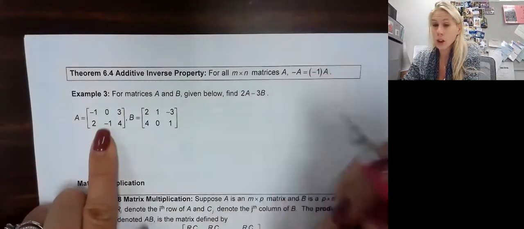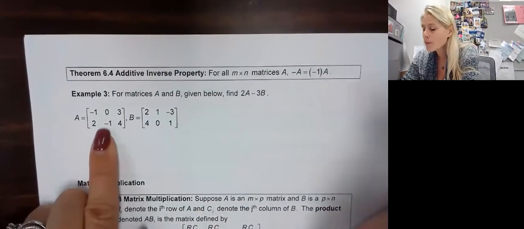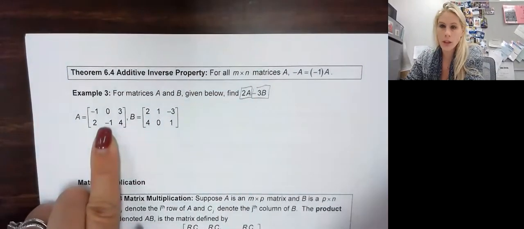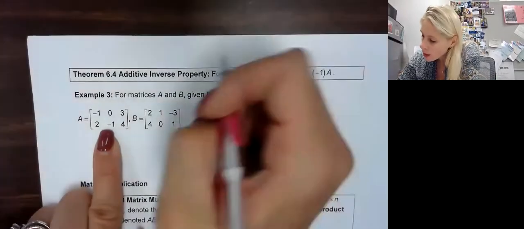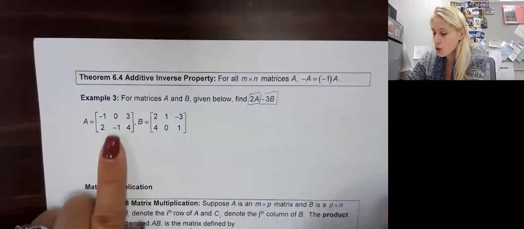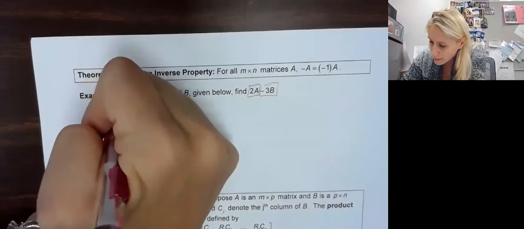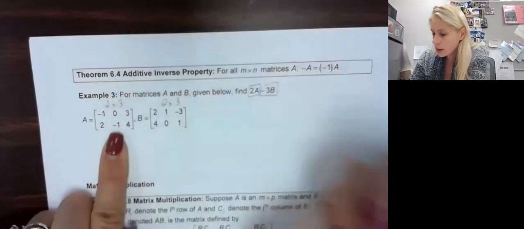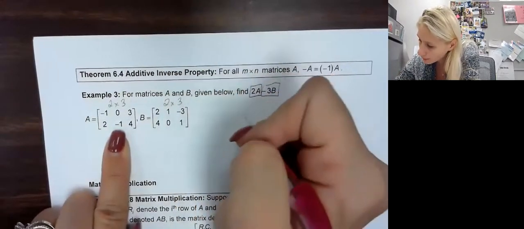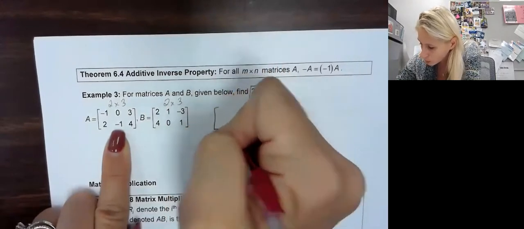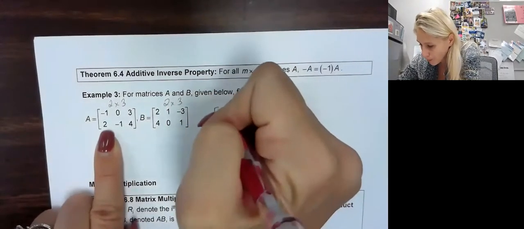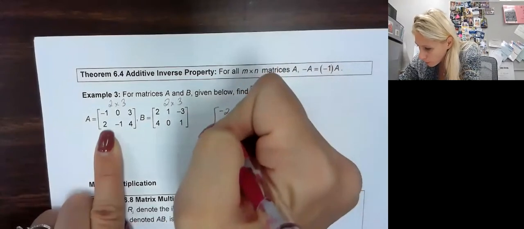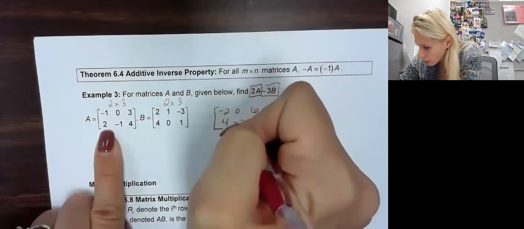Because I do like addition better, I'm going to multiply B by -3 and add the two together so I don't forget. So let's just make sure we can do this. First of all, this is a 2 by 3, and this is a 2 by 3. So we are good to go. All right, 2A. So I'm going to multiply all the entries in A by 2. -2, 0, 6, 4, -2, and 8.